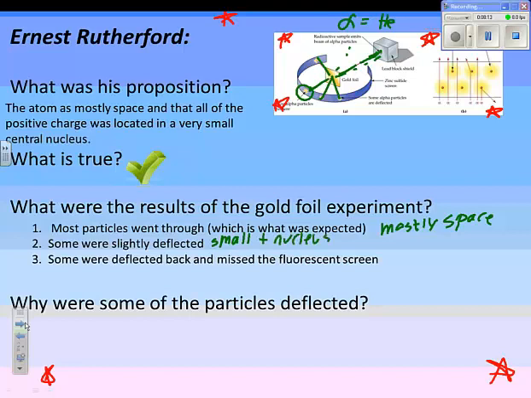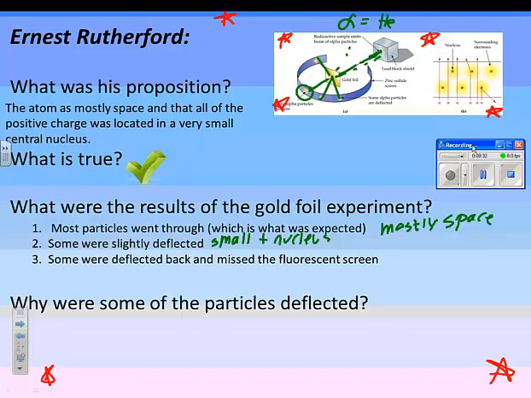And some were deflected back and missed the fluorescent screen. So they hit it square on, came right back, and missed the screen. Great. So why are some of the particles deflected? Because they hit that small, dense atom. And you can see this up here, but if we're shooting it right here, it's going to hit this part and deflect.